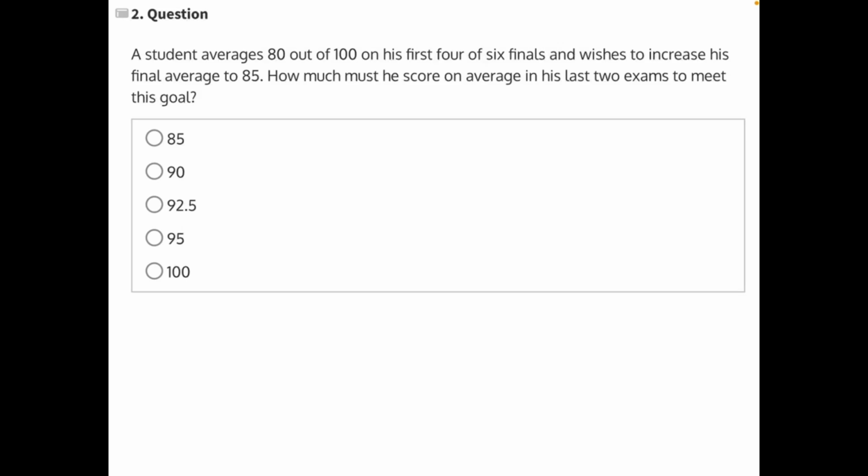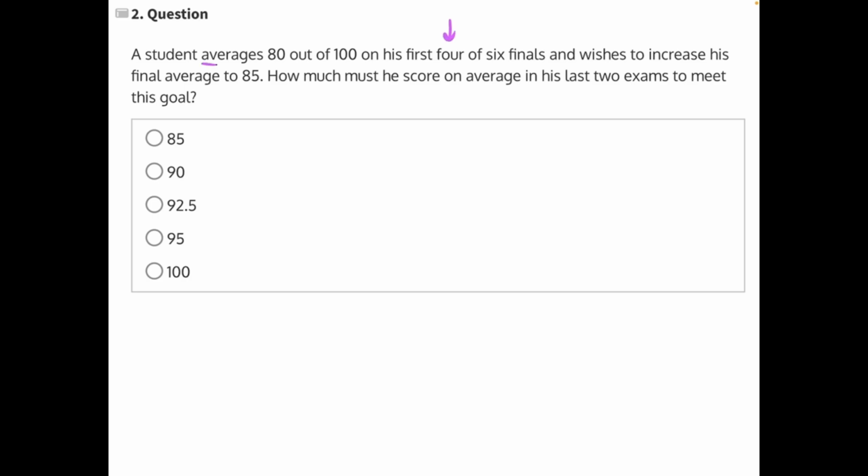A student averages 80 out of 100 on his first 4 of 6 finals and wishes to increase his final average to 85. How much must he score on average in his last 2 exams to meet this goal? Let's start by finding the sum of all of his scores for his first 4 tests.